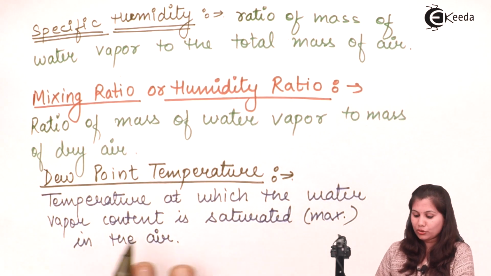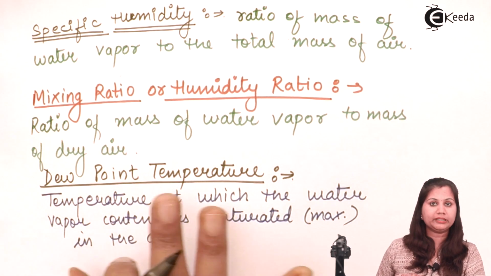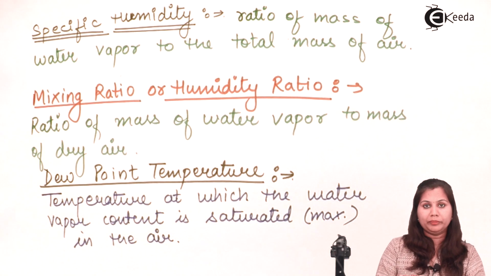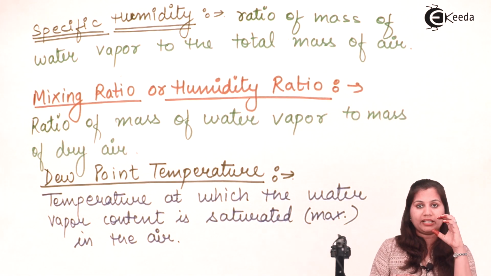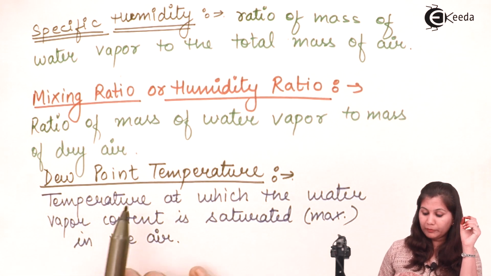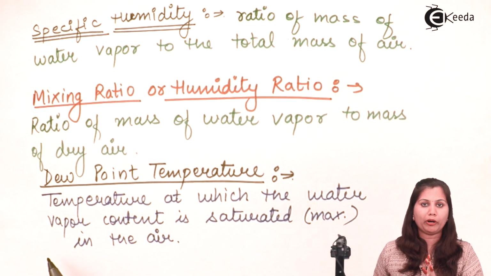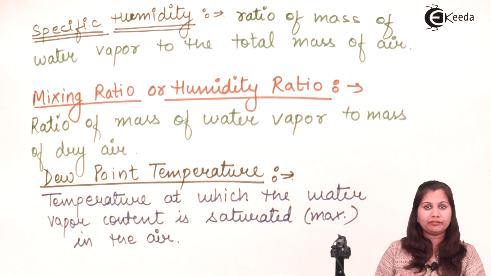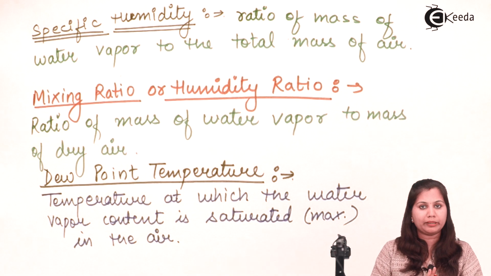So the temperature at which the water vapor content is saturated, or is maximum in the air, is the dew point temperature. Relative humidity is also related with temperature. If we say that the air has 100% relative humidity, it means maximum humidity is present, and that temperature is called the dew point temperature. So relative humidity of 100% means that the air is saturated; it has the maximum amount of water vapor content present in it.